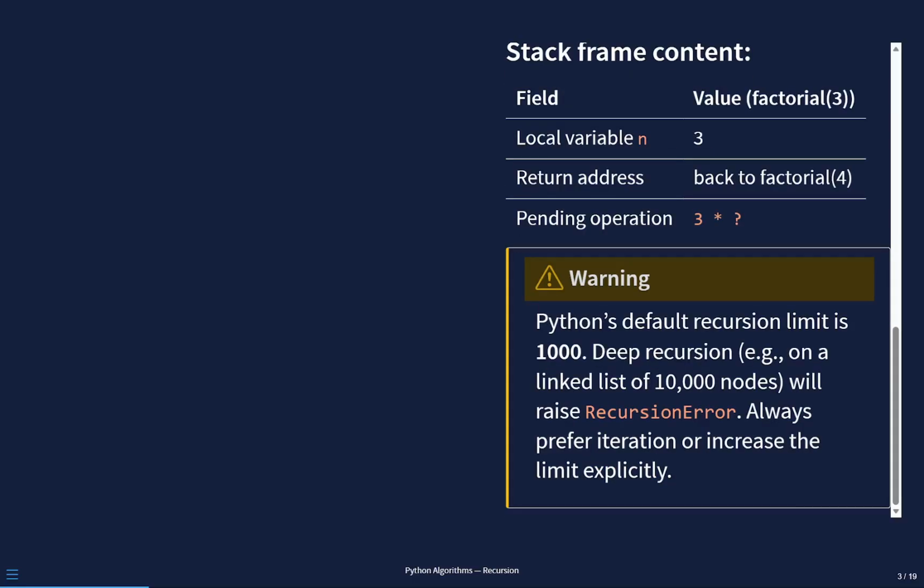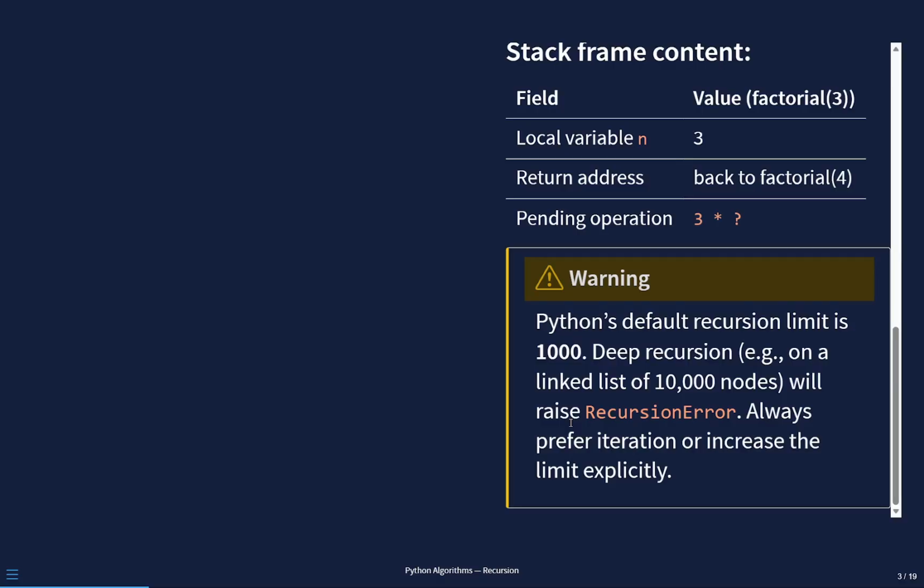Here's the critical warning. Python's default recursion limit is 1000 frames. If your input causes more than roughly 950 recursive calls, leave a buffer for Python's own stack, you'll hit a recursion error. A linked list of 10,000 nodes, a balanced BST of 10,000 nodes, both exceed the default limit.